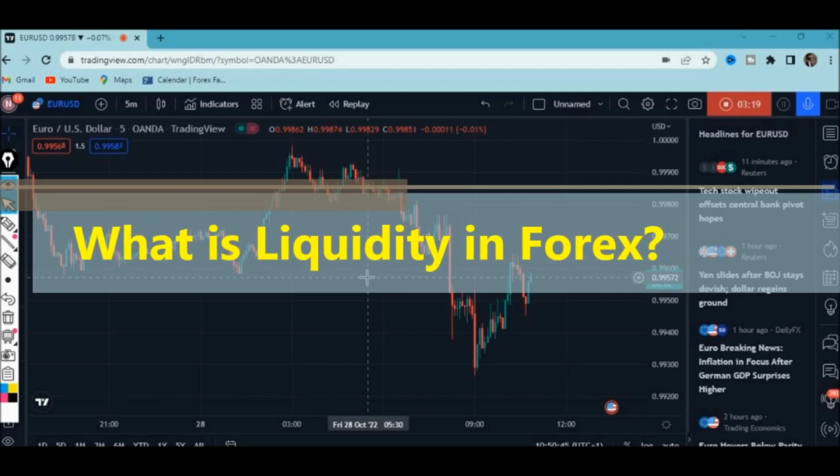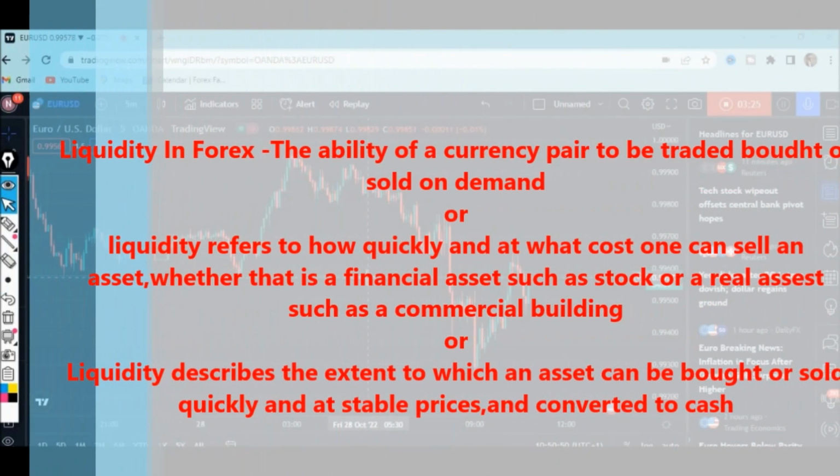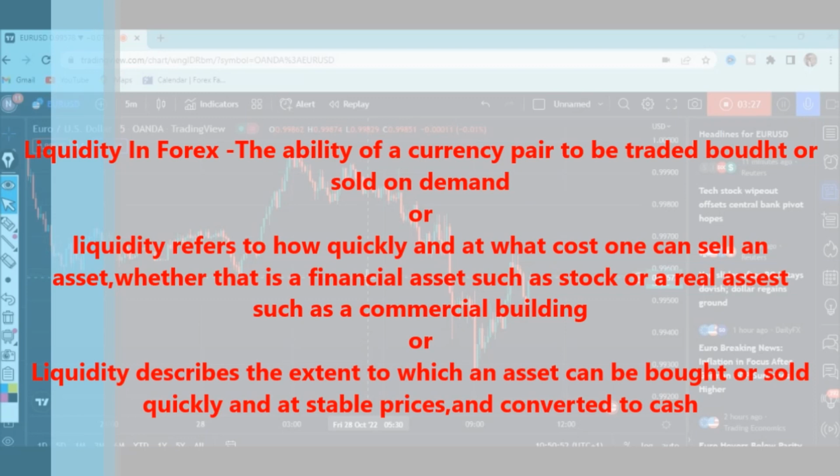So what is liquidity in forex trading? Liquidity, you can define it as the ability of a currency pair to be traded, bought or sold on demand. As well, liquidity describes the extent to which an asset can be bought and sold quickly at stable prices and converted to cash. Liquidity also refers to how quickly and at what cost one can sell an asset, whether that is a financial asset such as a stock or a real asset such as a commercial building.